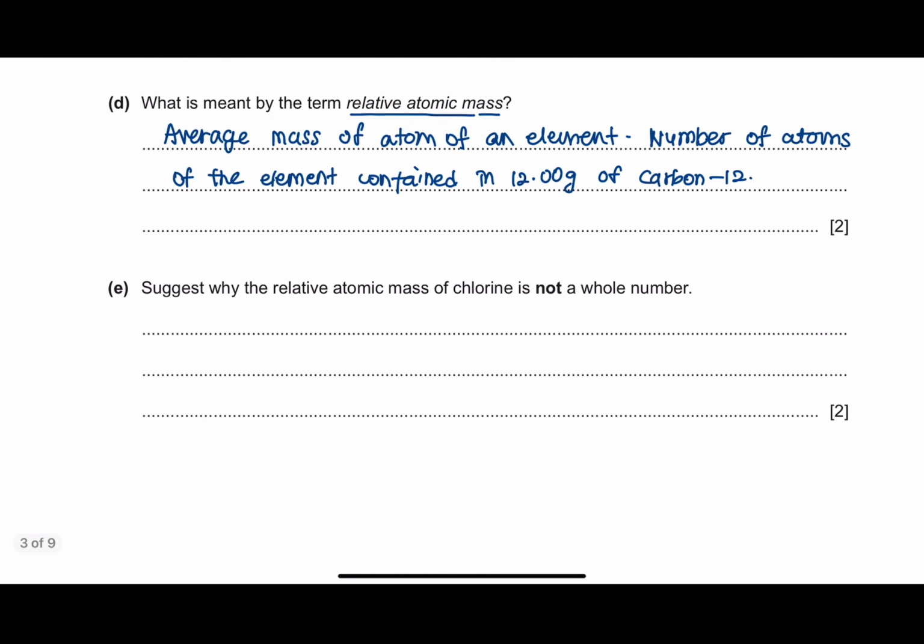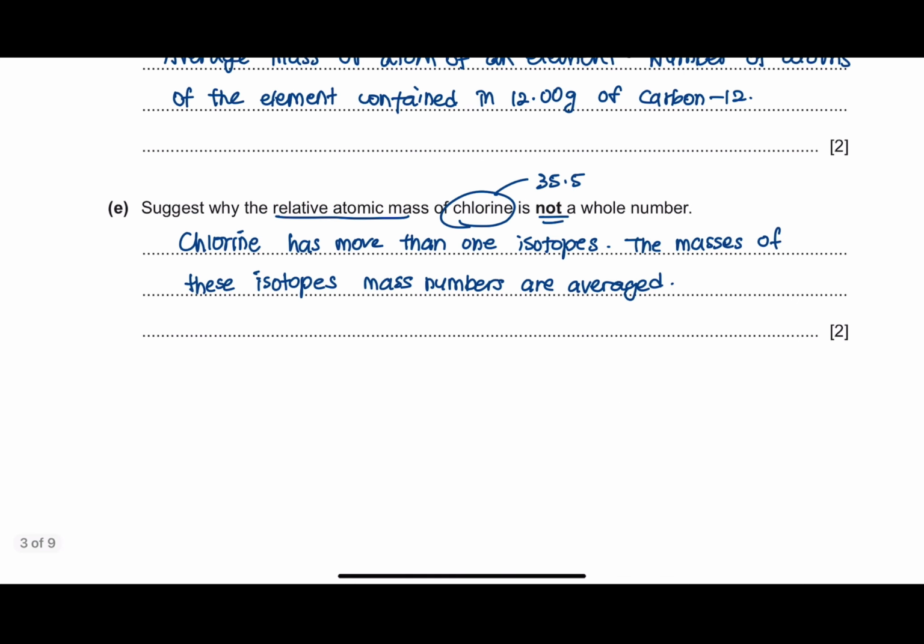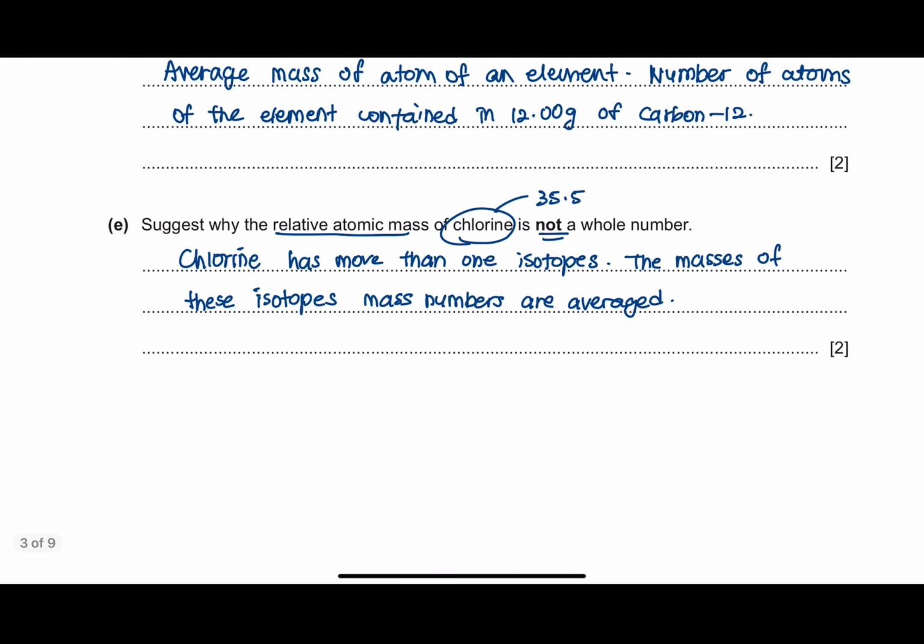Question E, suggest why the relative atomic mass of chlorine is not a whole number. Now the RAM for chlorine is 35.5. The reason is because chlorine has more than one isotope, and the mass numbers of these isotopes are averaged.